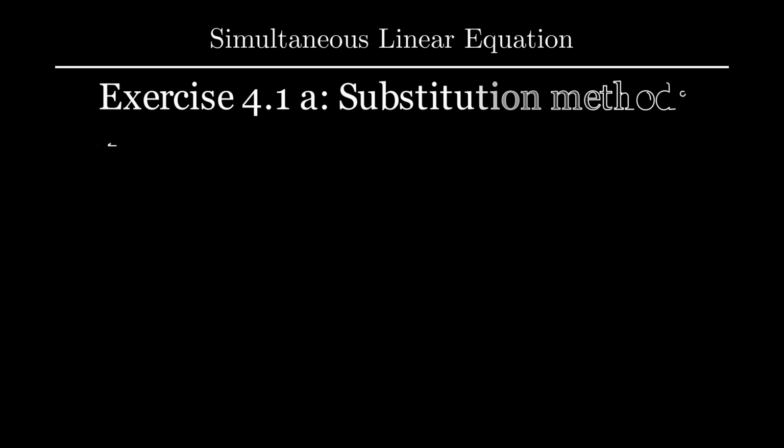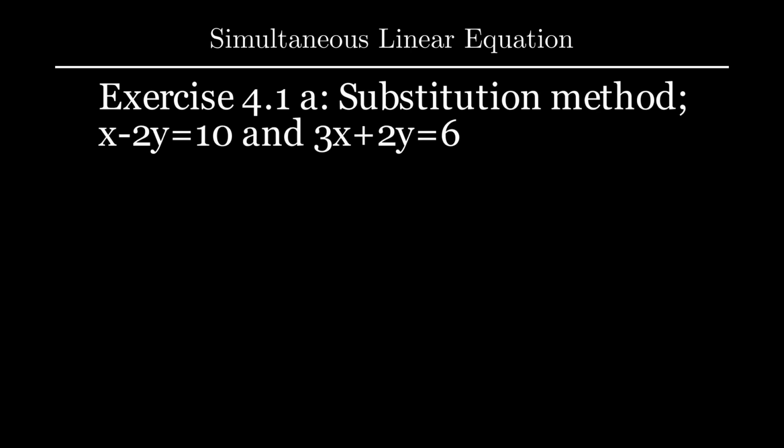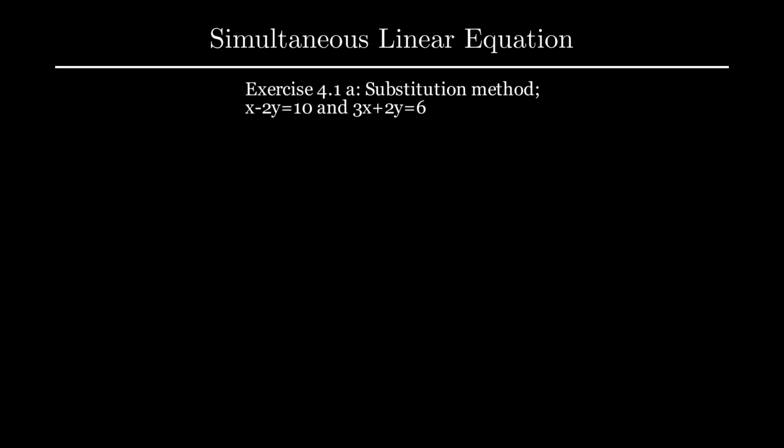Let's start with exercise 4.1 problem A, which is on the substitution method in Excel and Succeed. The question is: using the substitution method, solve x minus 2y is equal to 10 and 3x plus 2y is equal to 6. How do you think we are going to solve it? Don't worry, we will go step by step in a simple way so that everyone understands what's going on.